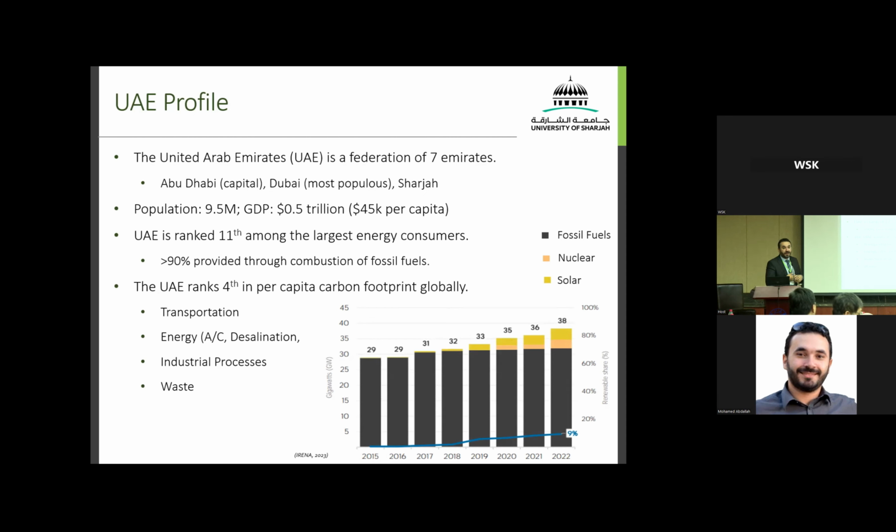The energy for air conditioning, of course, with temperatures going up to 50 and above. You cannot live without air conditioning. And desalination also, because there is a lack of fresh water entirely in this region. So they depend on the very energy-intensive water desalination. Third, industrial processes, and number four is the waste.